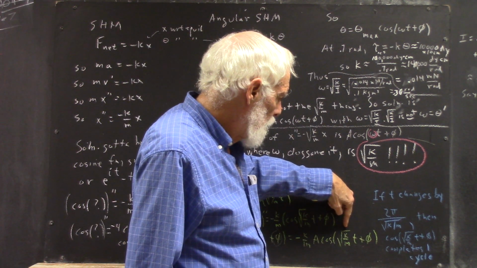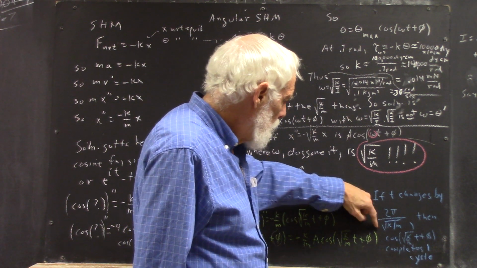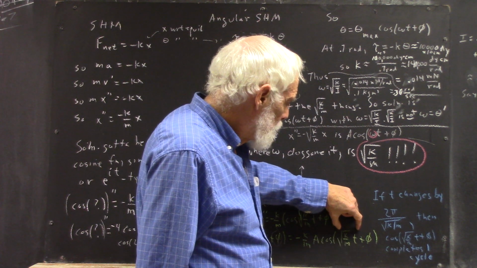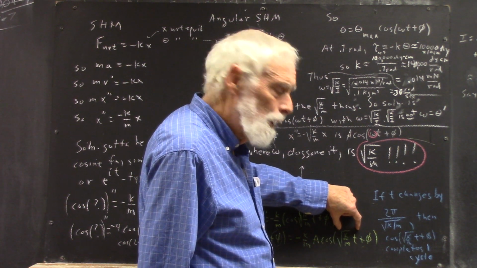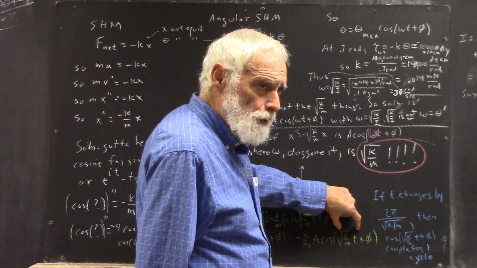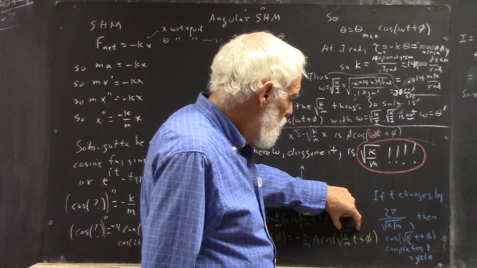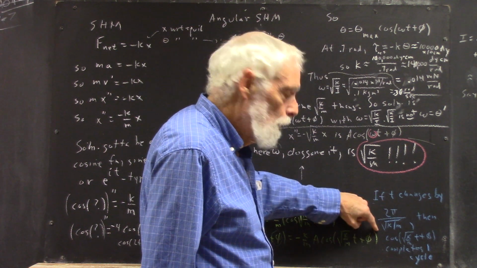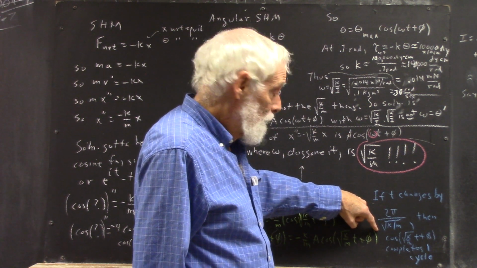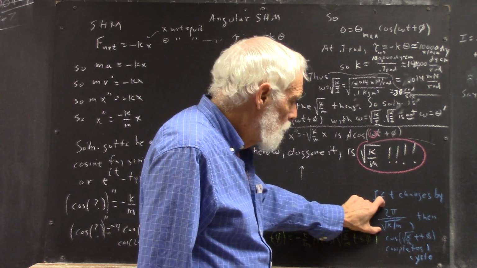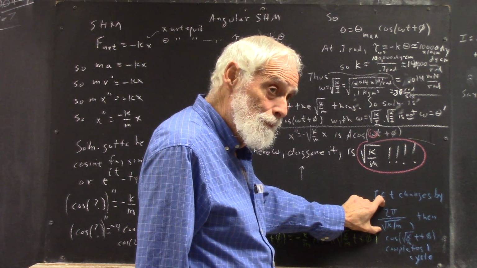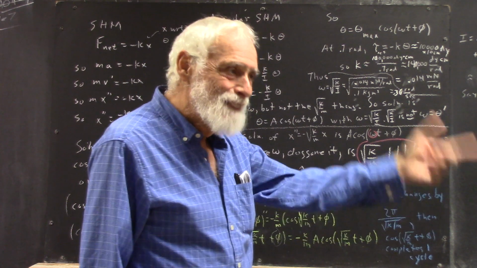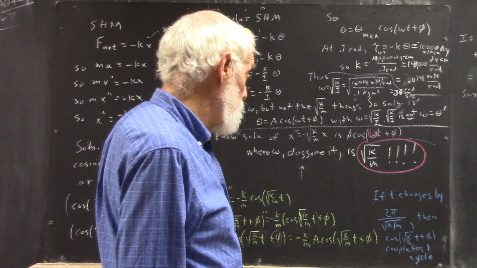And since we're wanting to look at how long it takes to cycle, we need to understand that. Well, the only thing that's changing here is square root of k over m t. Square root of k over m t has to change by 2 pi. Algebraically, it's real easy to see that if the square root of k over m t changes by 2 pi, then t has to change by 2 pi over the square root of k over m. Because if t changes by 2 pi over square root of k over m, then when you multiply that by square root of k over m, you get 2 pi. And that's your 2 pi radians of a complete cycle.